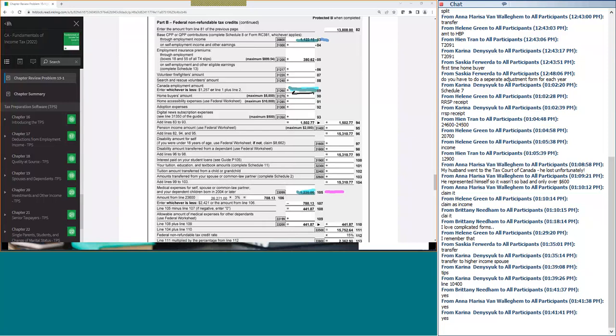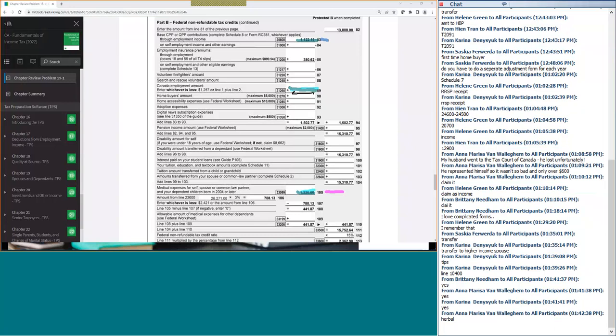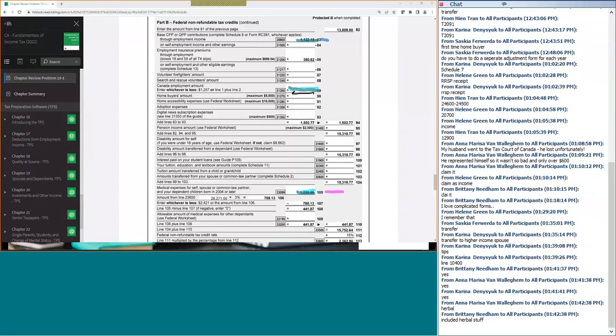Medical expenses. Good. What was the problem with her medical expenses? You are correct. What was the issue? She included some stuff that's not on the list. The herbal non-prescription things are not allowed, so we have to take those off. All right, that's everything I found on this page. Again, if you found something else that I've missed, let me know.